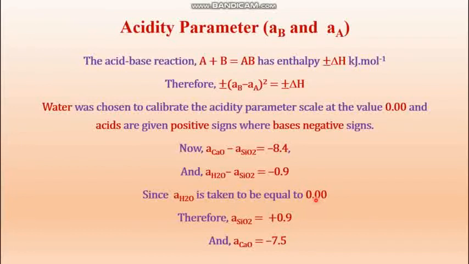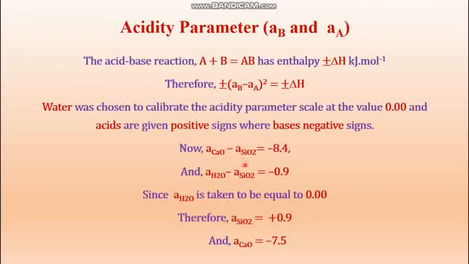Now their strength, acidity and basicity strength, can be measured on thermodynamic data. This is known as the acidity parameter. So this is completely experimental data. The acidity parameter is a, small letter a. For acid it is a suffix capital A, and for bases it is a suffix capital B. But in general we write the formula of the substances involved, such as if it is calcium oxide, then it is a suffix calcium oxide. If it is silicon oxide, then it is a suffix silicon oxide.